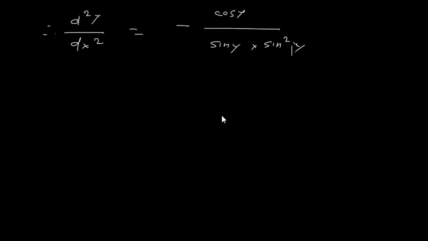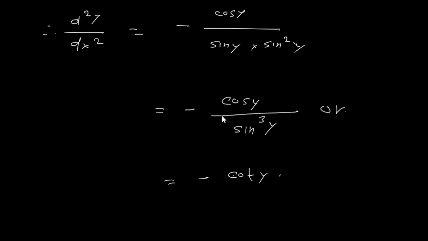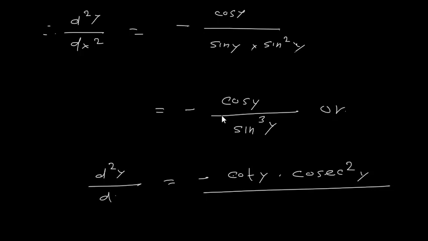So if you ask me the value of d square y upon dx square in terms of y, it is minus cos y divided by sin cube y. Or you can also say this is minus cos upon sin, which you write as cot y, into 1 upon sin square, which you write as cosec square y, so it is minus cot y cosec square y. This is the value of d square y upon dx square.